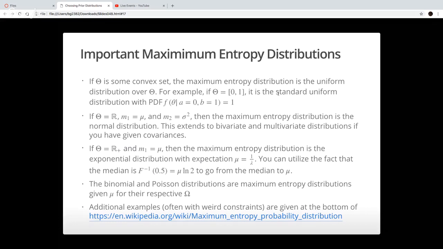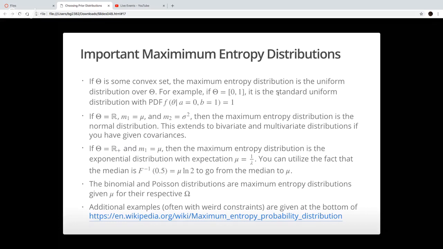Now you might say, well, it's kind of hard for me to think about the expectation of a distribution like the exponential that's positively skewed. But you can utilize the fact that the median of an exponential distribution is equal to mu times the logarithm of 2. So if the median is easier for you to think about, and I think for a lot of people it is, just think about the median, divide by the log of 2, and now you have the expectation that you need to use in order to maximize entropy in the case where the parameter is positive.